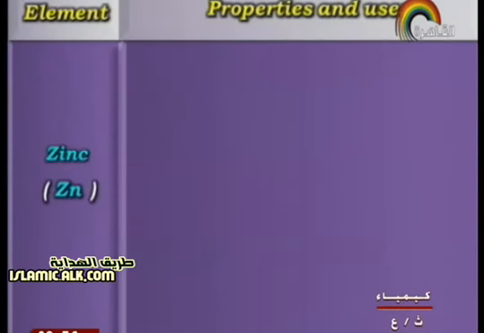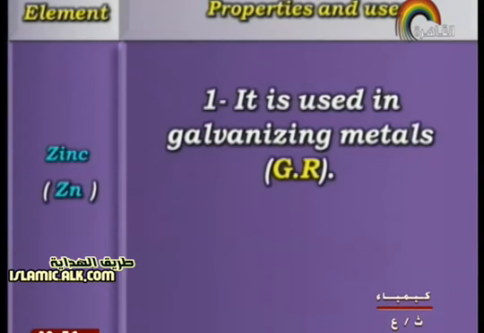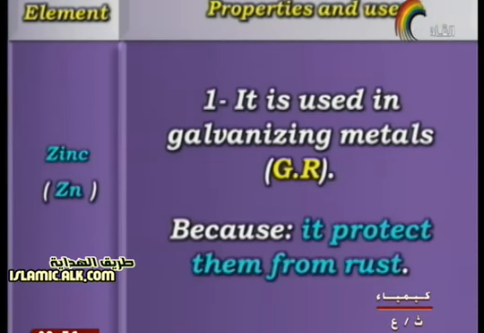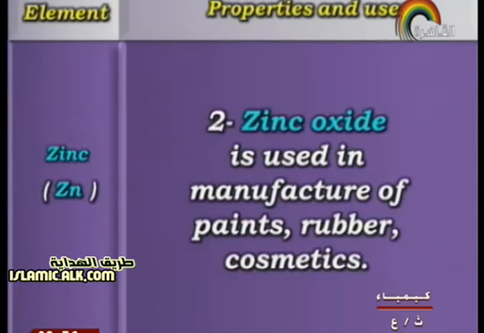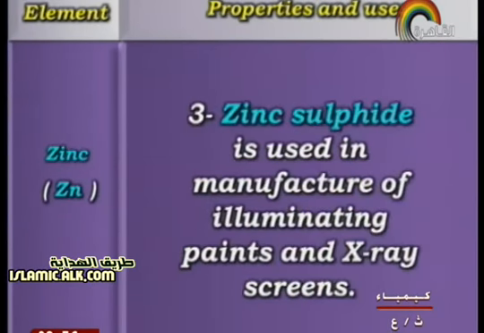Now we are going to talk about zinc, the last element in the first transition series. It is used in galvanizing metals because it protects them from rust. Zinc oxide is used in the manufacture of paints, rubber, and cosmetics, and zinc sulfide is used in the manufacture of illuminating paints and X-ray screens.